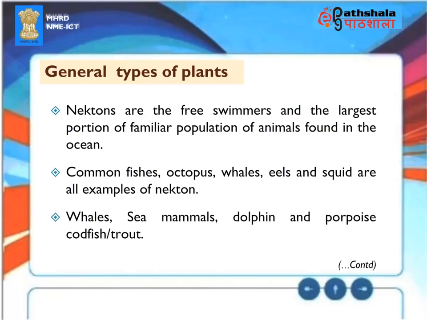Nektons are the free swimmers and the largest portion of the familiar population of animals found in the ocean. Common fishes, octopus, whales, eels, and squid are all examples of nekton. Whales, sea mammals, dolphins and porpoises, codfish, trout.